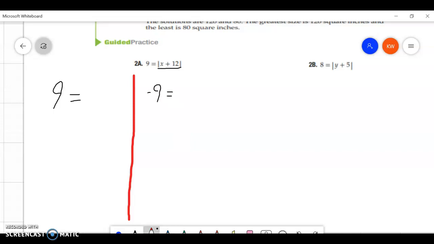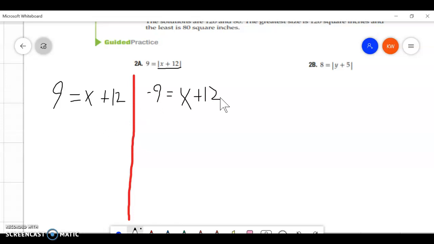So since there's two possible answers, what we are going to do is set x plus 12 here equal to positive 9 and also equal to negative 9. And we're going to solve for both of them. That's a 9, my fault. So I'm going to now go through and solve for this.